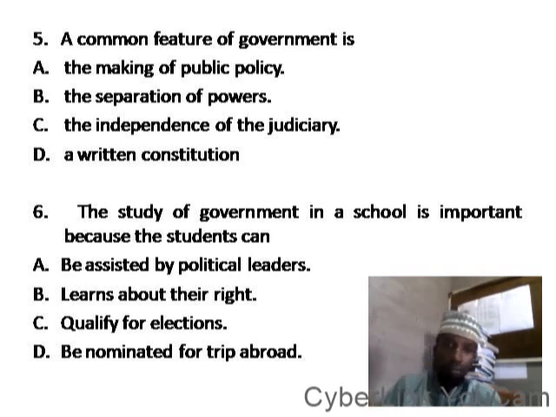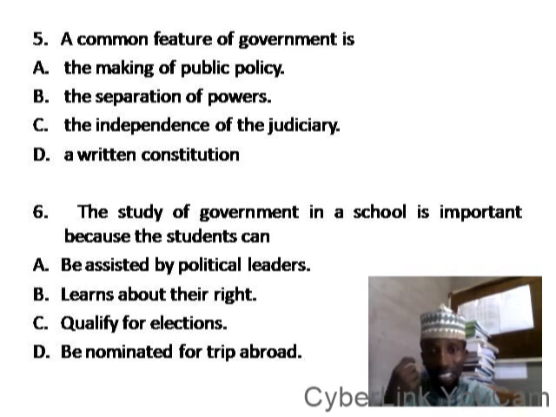Number 6 says, the study of government in the school is important because the student can: A, be assisted by the political leaders. B, learn about their rights. C, qualify for election. D, be nominated for trip abroad.